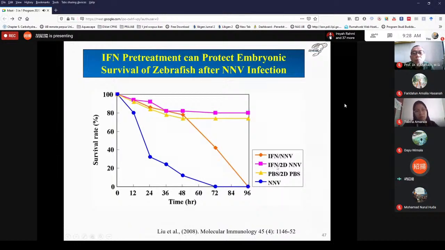But if we inject the interferon first, and after 2 days, then we inject the virus, we can see the survival rate is quite high and significantly different from the other 2 groups. So it means you can supplement interferons to the fish in the early stage. Then the fish can activate their immune systems, and they can fight against the NNV infection.